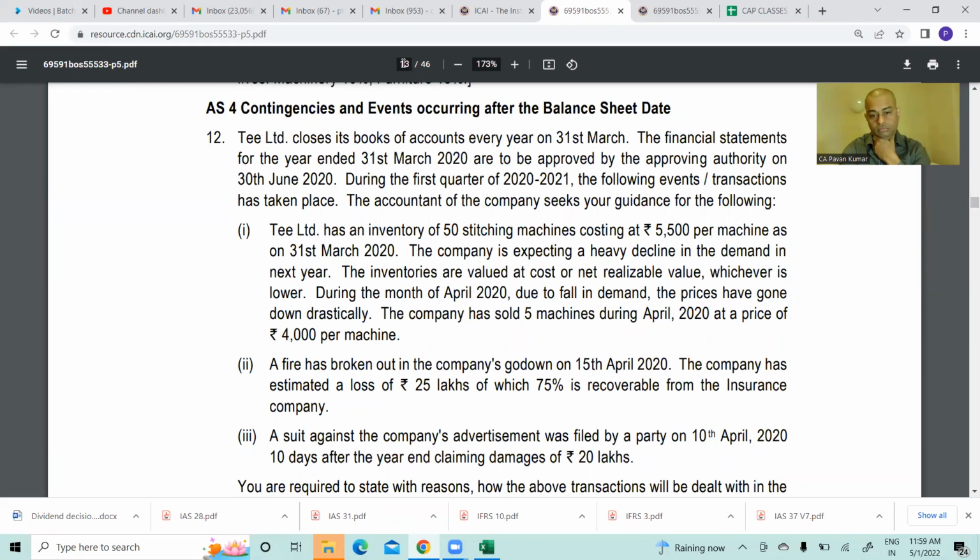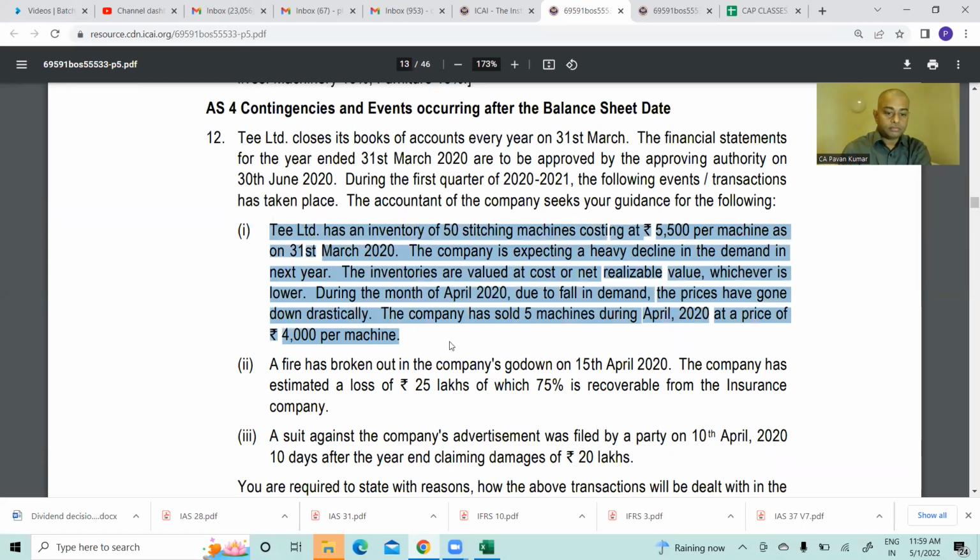The company is expecting a heavy decline in the demand in the next year. The inventories are valued at cost or net realizable value, whichever is lower. During the month of April 2020, due to the fall in demand, the prices have gone down drastically. The company has sold 5 machines during April 2020 at a price of 4,000 per machine. So all of you read this again. Very important. Read this again.